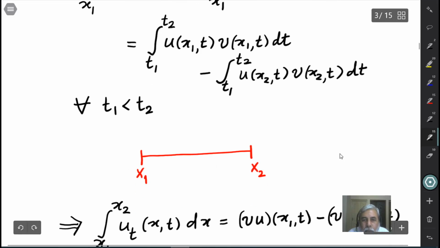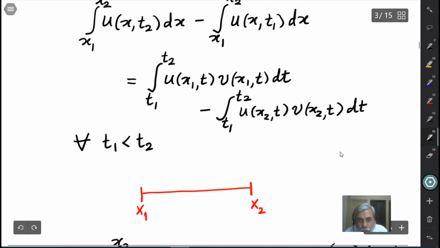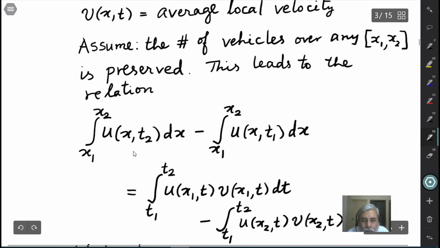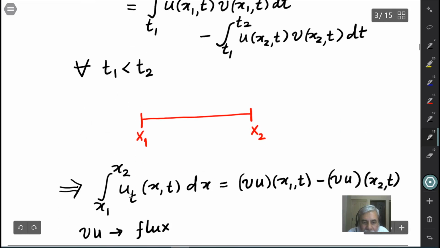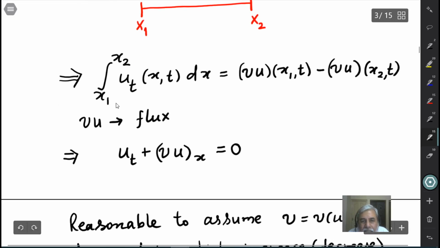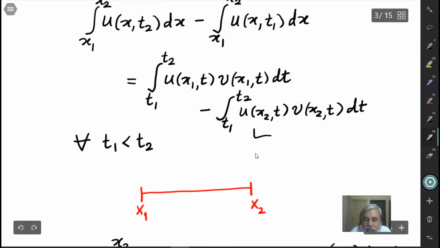Again you divide by T2 minus T1 and let that difference go to 0. So on the left hand side we get the integral of u_t, the derivative, and on the right hand side we get v u at x1, t minus v u at x2, t. In this relation we easily see that vu denotes the flux. Again you divide by x2 minus x1 and let that go to 0. This one is the conservation law in integrated form.